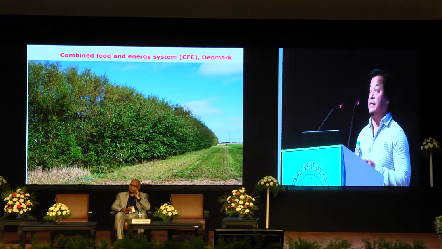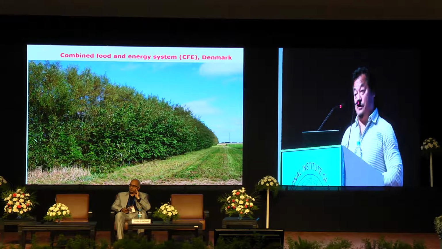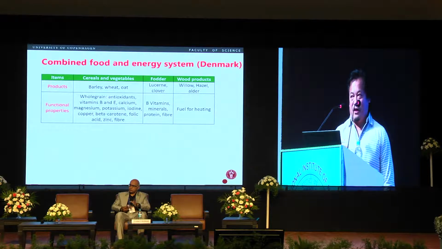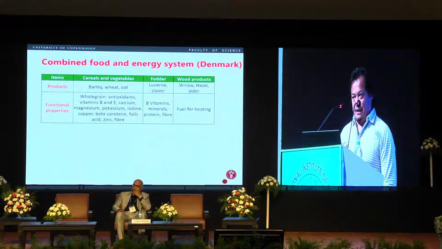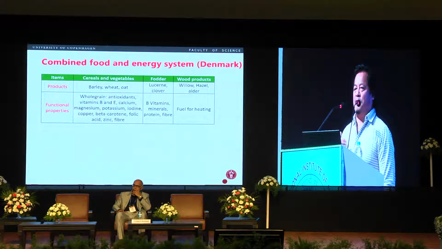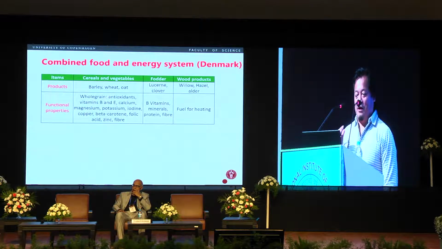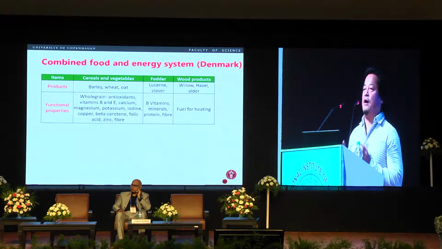This shows the same system with a close view of the biomass belt. This is a willow biomass belt, which is used for producing wood chips. And just to give you an idea of what kind of products come out of these agroforestry systems, and what the functional properties of this system are. In Denmark, we not only produce cereal crops in this agroforestry system, but also willow, hazel, and alder, and some lucerne and clover.